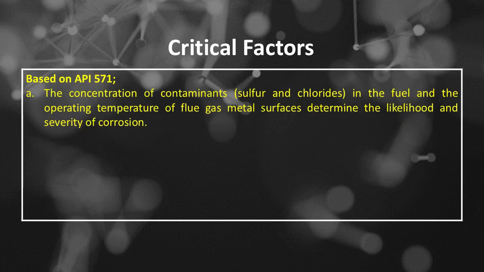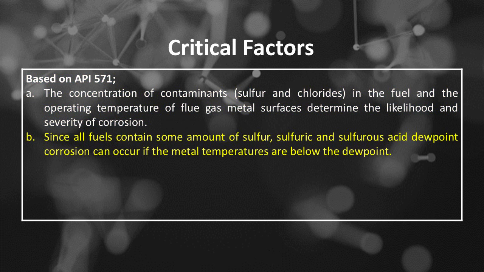Flue gas dew point corrosion critical factors based on API 571. Number A, the concentration of contaminants, sulfur and chlorides, in the fuel and the operating temperature of flue gas metal surfaces determine the likelihood and severity of corrosion. Number B, since all fuels contain some amount of sulfur, sulfuric and sulfurous acid dew point corrosion can occur if the metal temperatures are below the dew point.